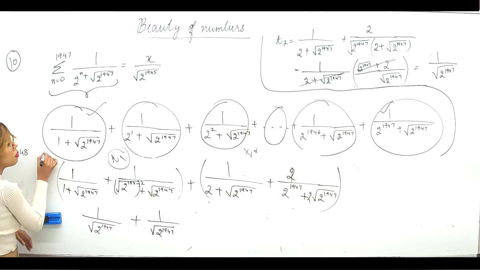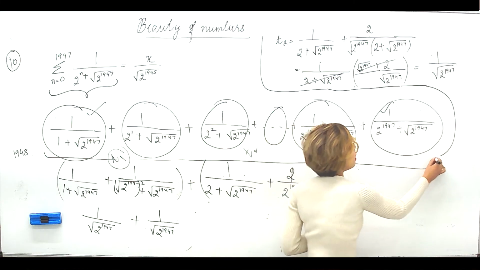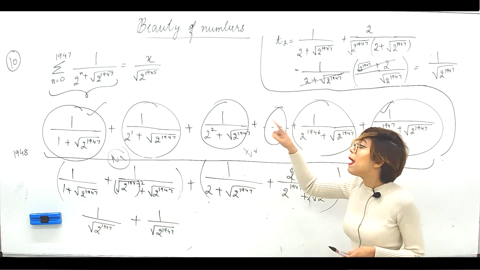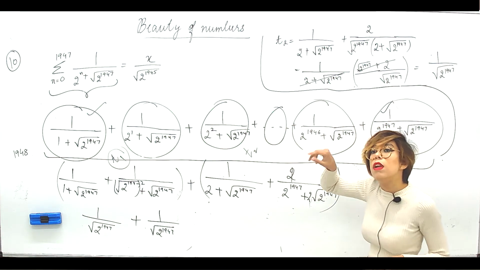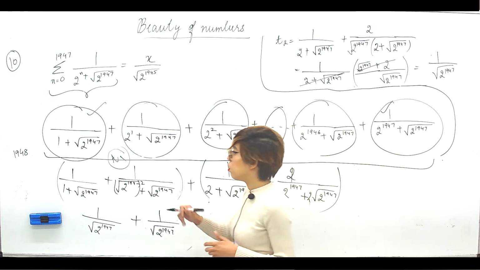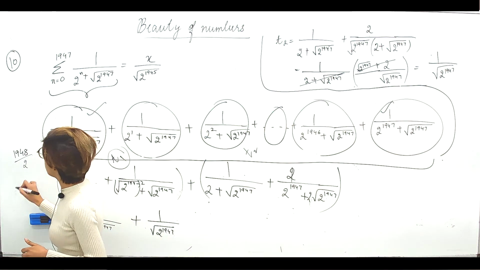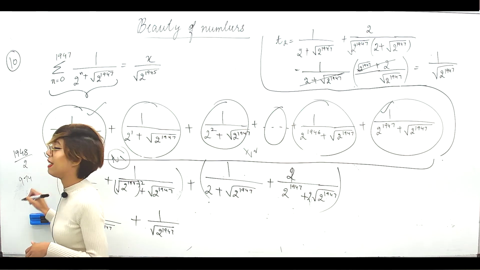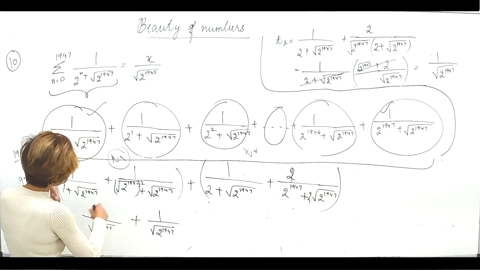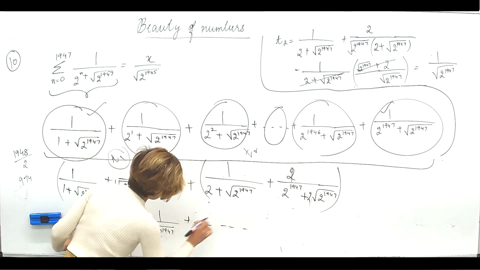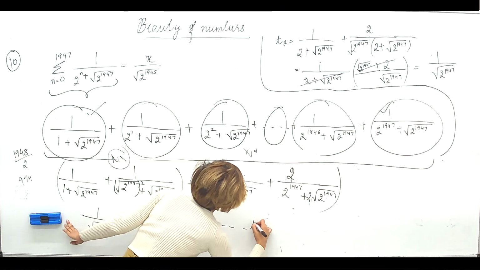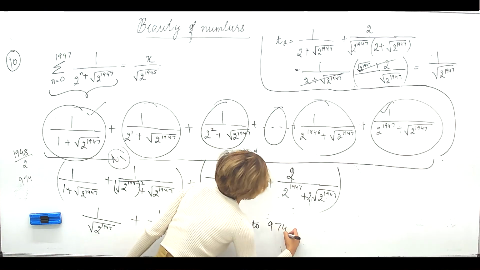1948 total terms are there here in this one. But I have paired it up, so I have reduced the number exactly by 2. So 1948 divided by 2 is 974. So that means in this sequence I will have 974 terms.